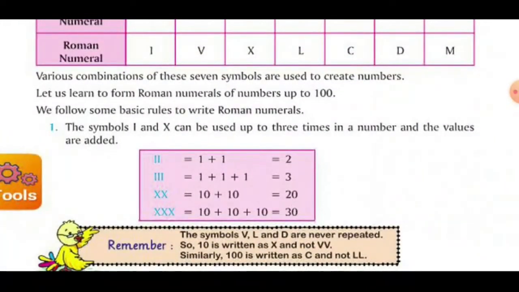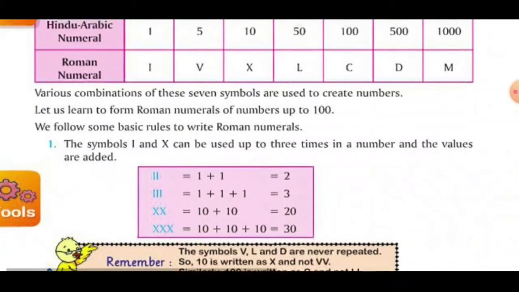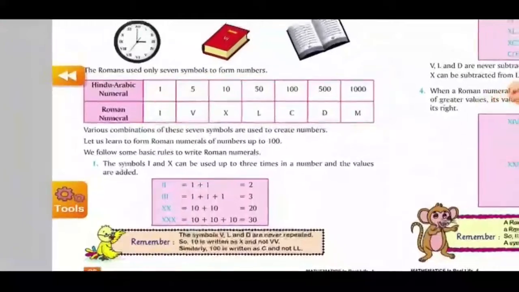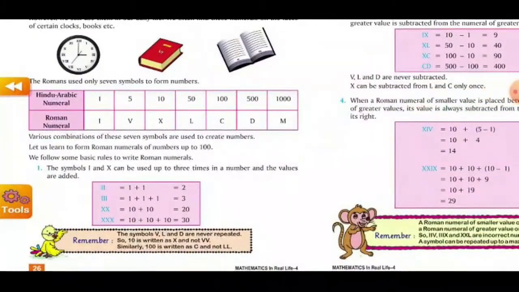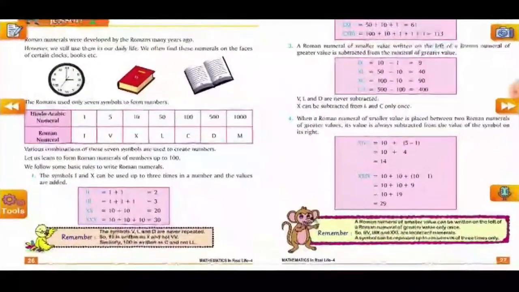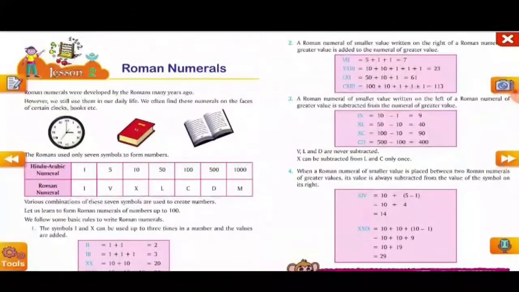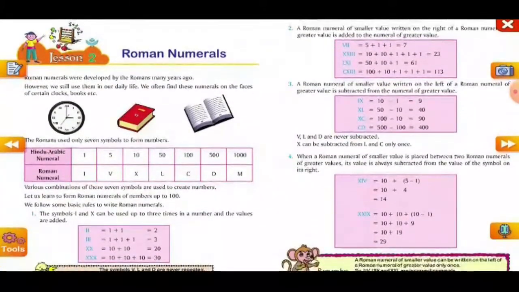The symbols V, L and D are never repeated. They are written only once. Example, to write down 10, they write X. They don't use VV. Similarly, for 100, they write only C, not LL. These are the rules which we need to keep in mind.